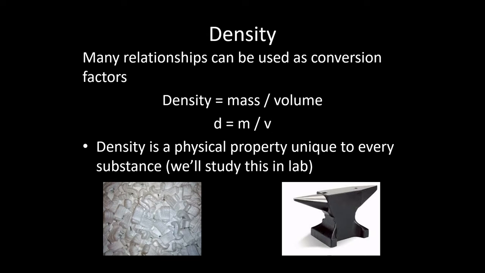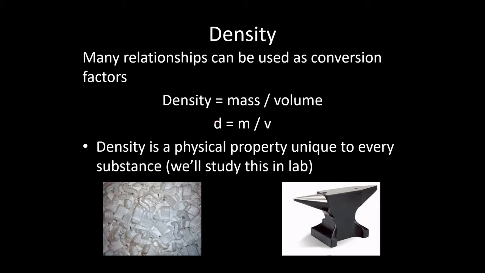Density is a physical property that is unique to every substance. And what I mean by a physical property is, well, actually, we'll talk about this a little bit later on, but essentially, a physical property is something that you don't actually have to change the material in order to measure it. So we can measure the density of something without actually chemically reacting with it. And it can be dramatically different from one material to another. So iron, on one hand, is very dense, while styrofoam has a very low density.